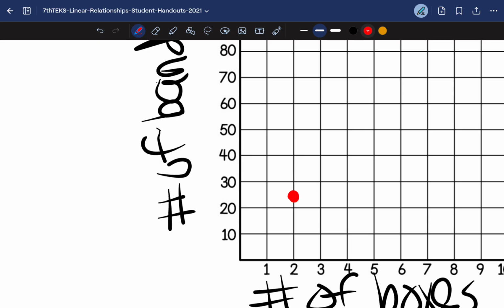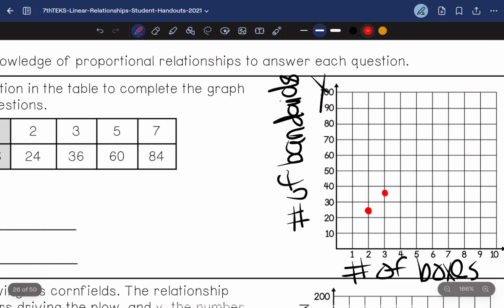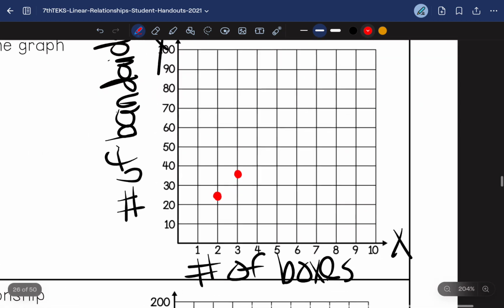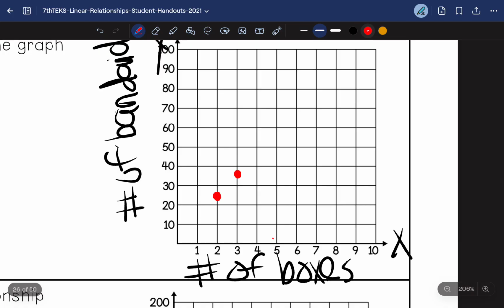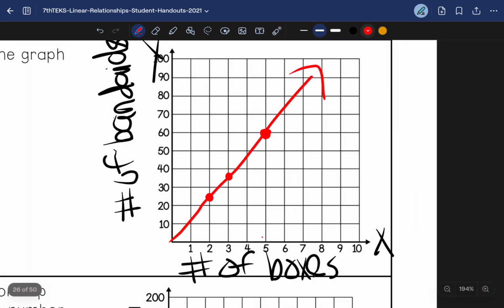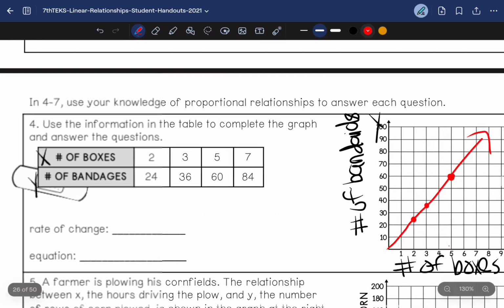And then the next one is going to be 3 boxes at 36. So that's going to be just a little bit above. And then that next coordinate is going to be 5 and 60. So I'm going to go to the right 5 and then up to 60. And then I'm just going to stop plotting there. I'm going to connect my dots, draw my line, make my best guess here. So it looks something like that.